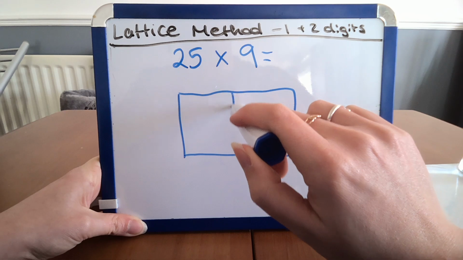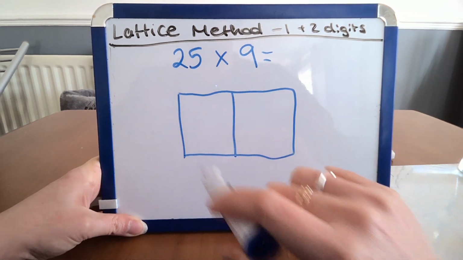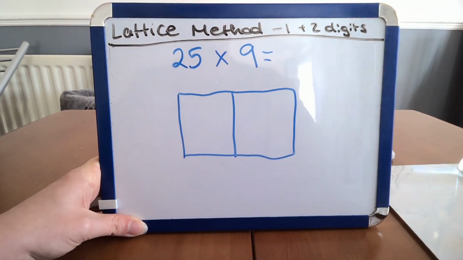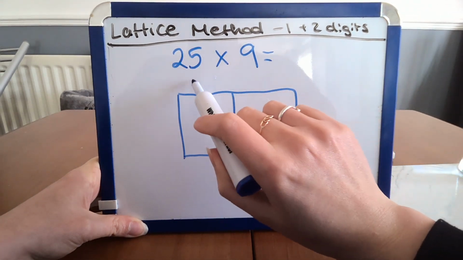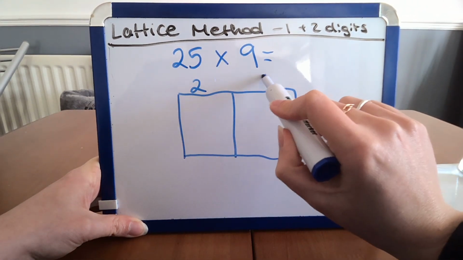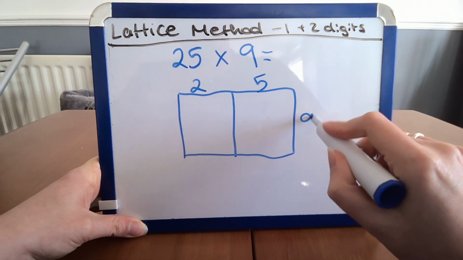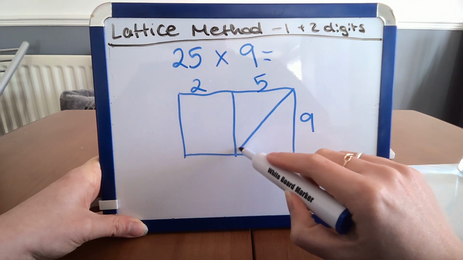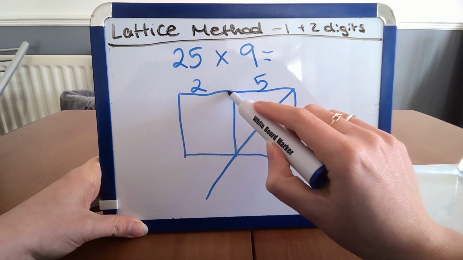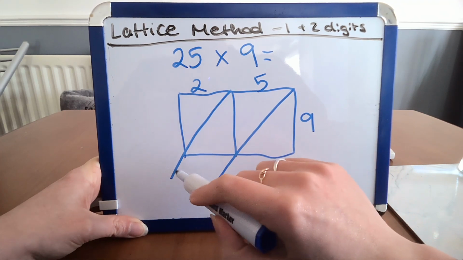and I'm going to split it in half. This being a 1 digit, I can just keep my rectangle as one whole rectangle. Then I take my numbers, I'm going to take my 2, place it here, my 5 and my 9. Then I cut these boxes diagonally in half, leaving some overhang here.